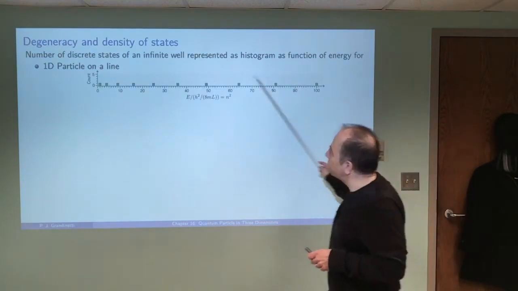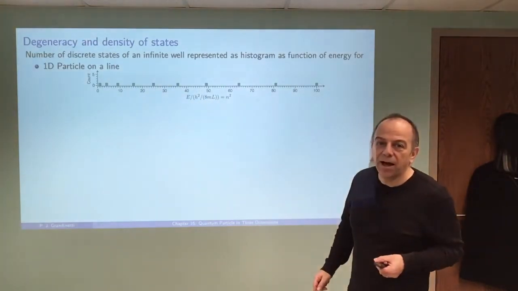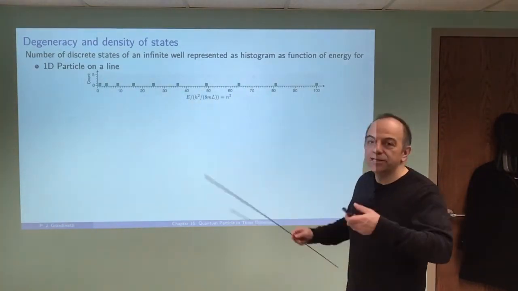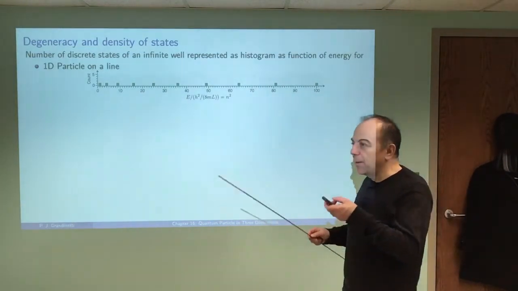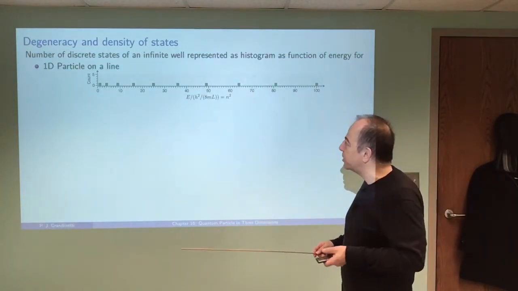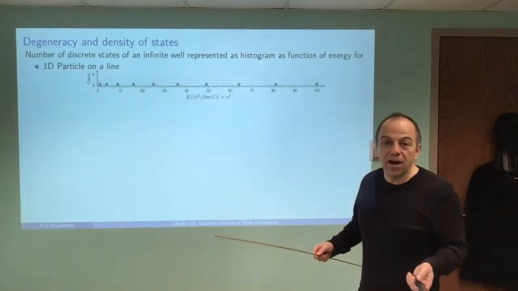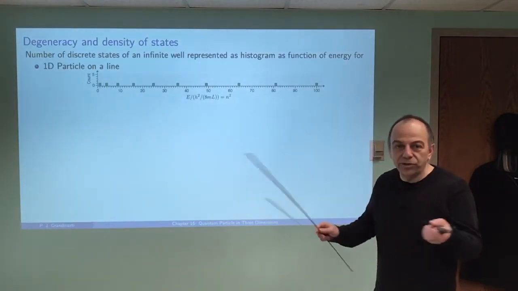All right. So if I took a look, for example, at the particle in the 1D box, and I plotted a histogram of the number of states that had a given energy, well, in a particle in a 1D box, all the states have no degeneracy.